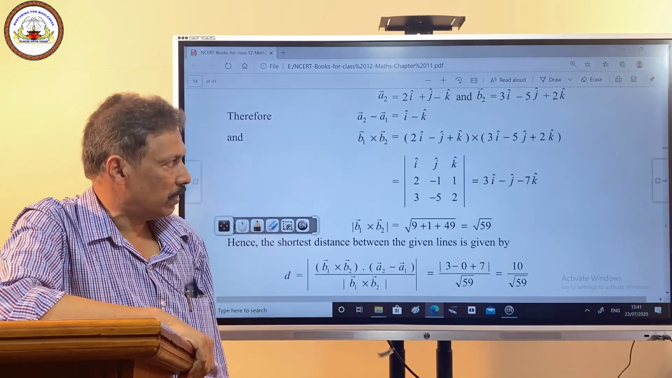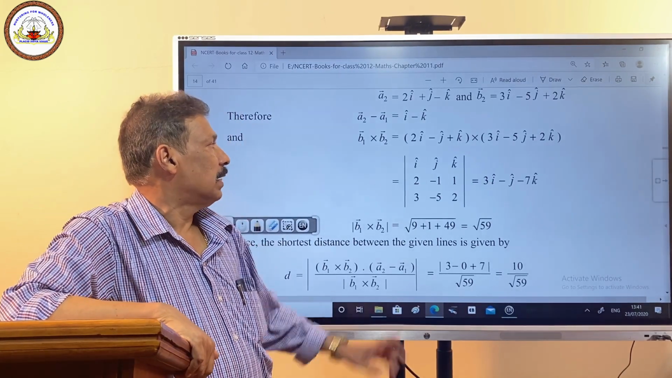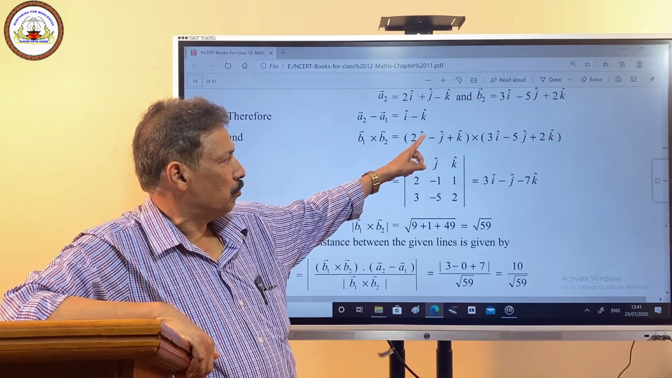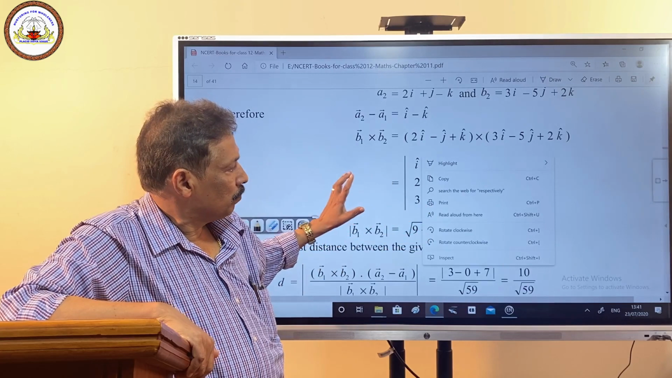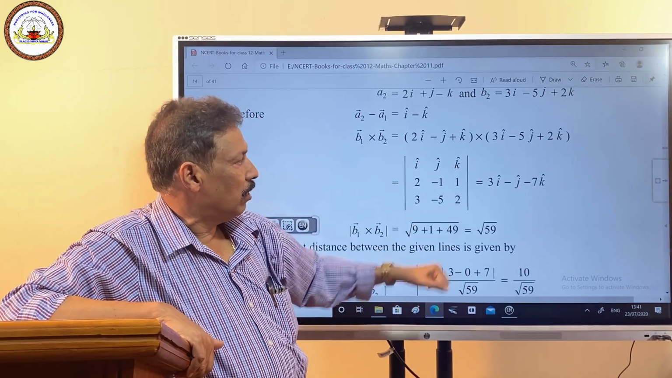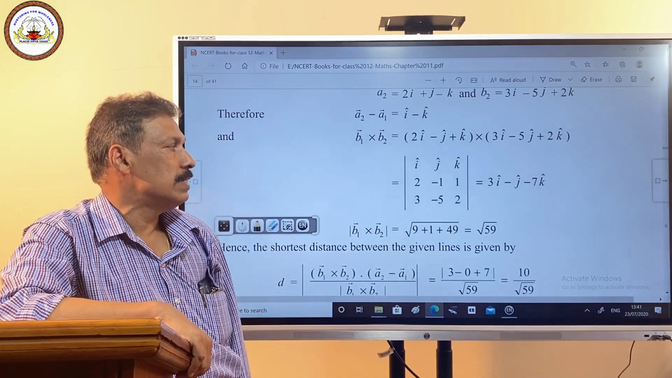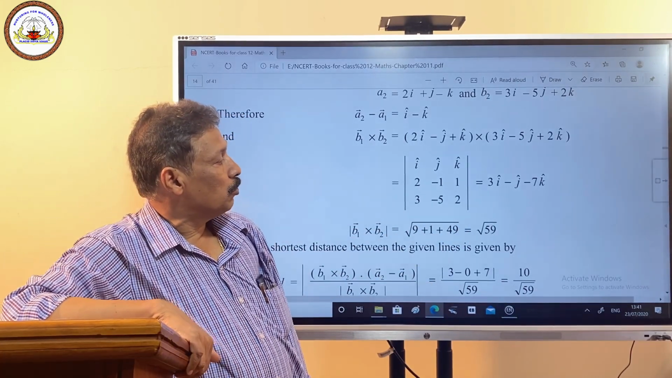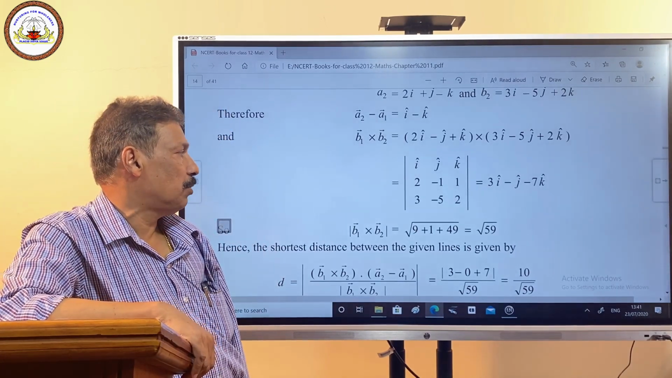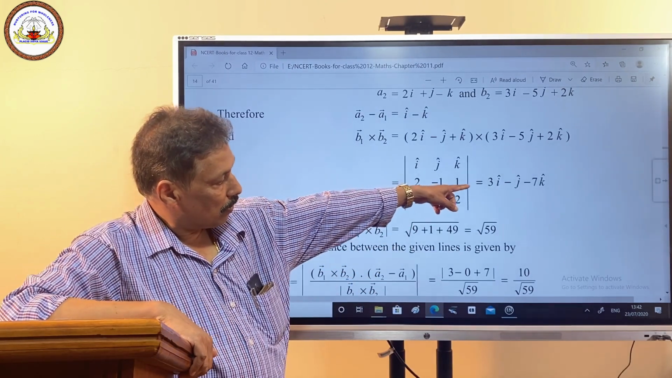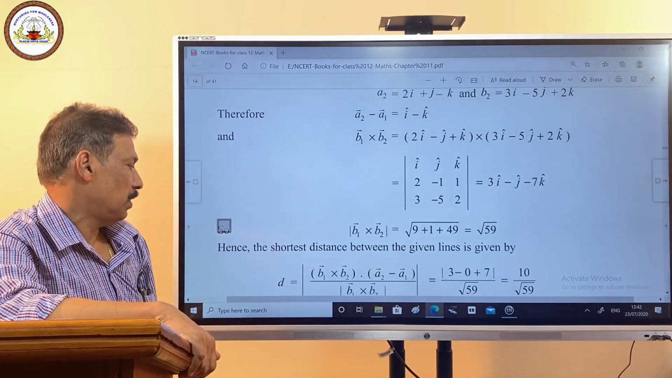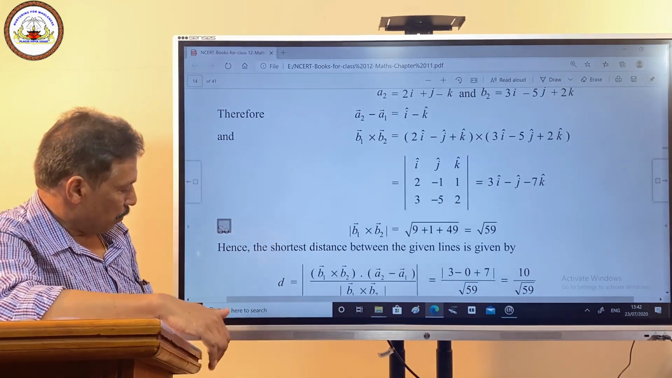The cross product of two vectors is given by the formula b1 cross b2 equal to the determinant of i, j, k, then b1 is 2, negative 1, 1, and the second vector is 3, negative 5, 2. Then expanding this determinant, we have 3i minus j minus 7k, that is b1 cross b2. Its modulus is root of 9 plus 1 plus 49, that can be simplified as root of 59. Then we apply our formula.